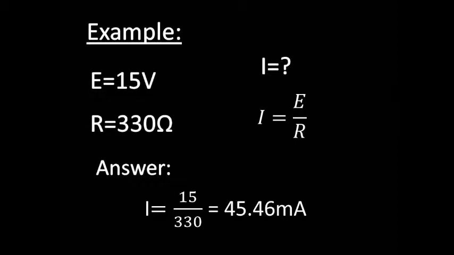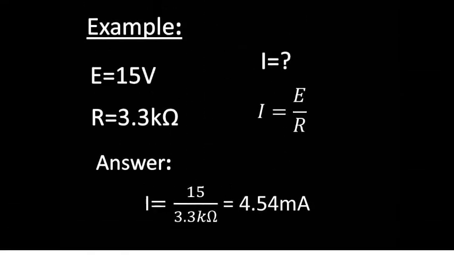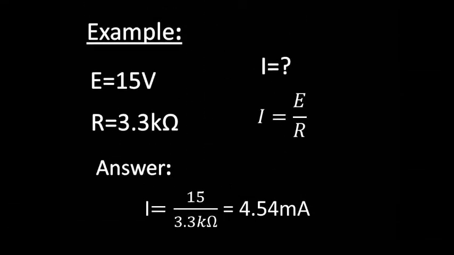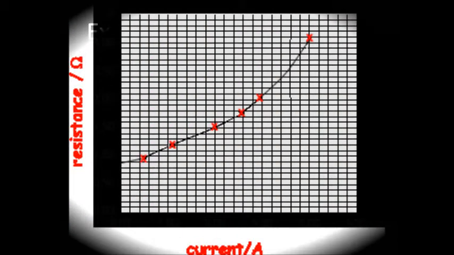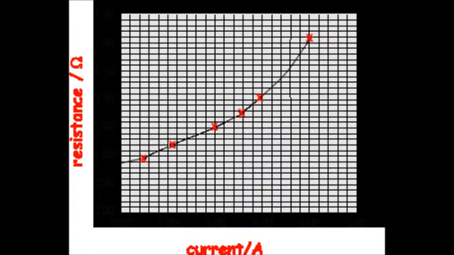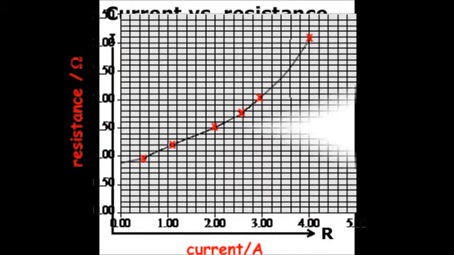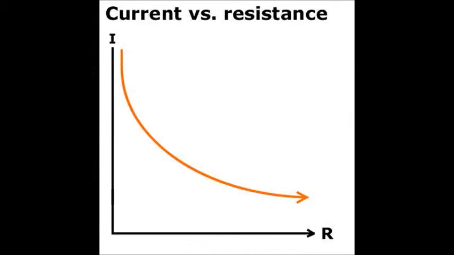By increasing the resistance from 1K to 3.3K with a given voltage of 15 volts, the current will be equal to the ratio of 15 volts over 3.3K, which is 4.54 milliamps. By looking at all these calculations, we easily see that the higher the resistance, the lower the current, and the higher the current, the lower the resistance.